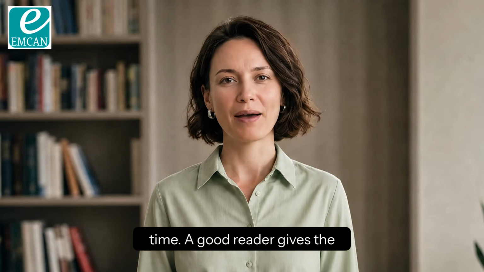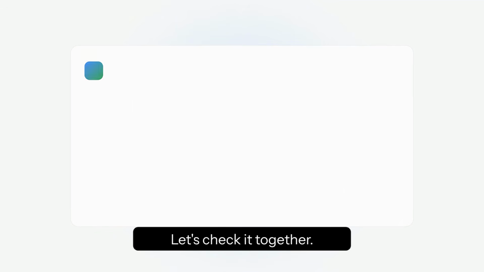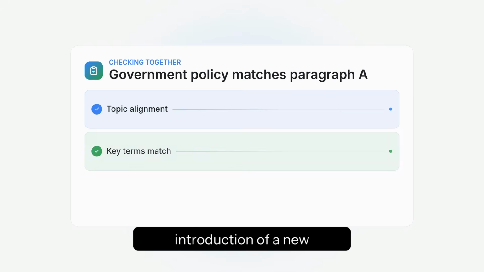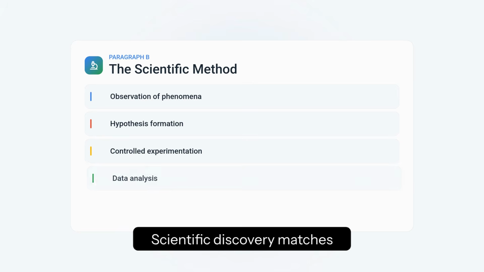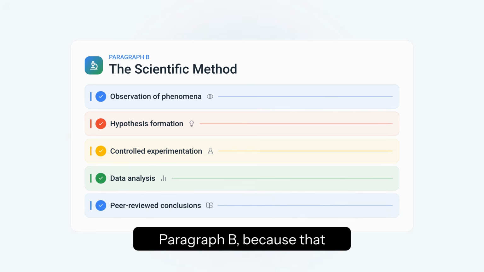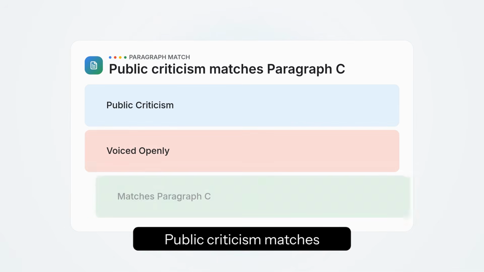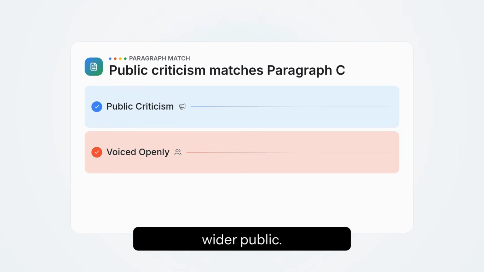Pause here if you want more time. A good reader gives the text enough attention before checking the answer. Let's check it together. Government policy matches paragraph A because that paragraph describes the introduction of a new environmental policy by the government. Scientific discovery matches paragraph B because that paragraph focuses on an unexpected finding that changed the direction of the research. Public criticism matches paragraph C because that paragraph describes negative reactions from editors and the wider public.